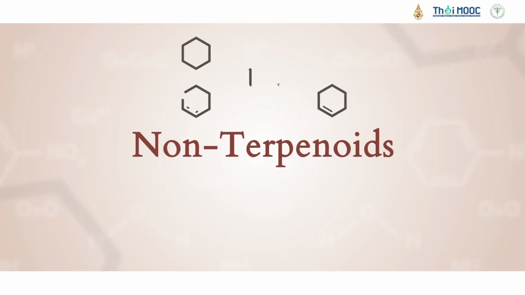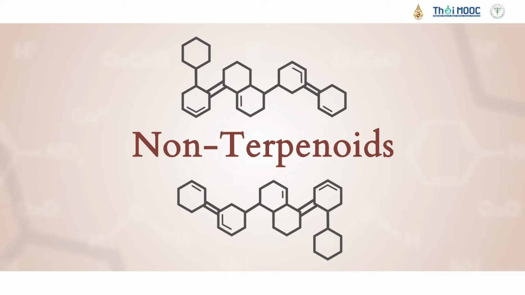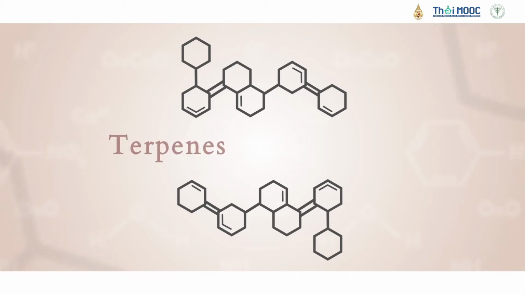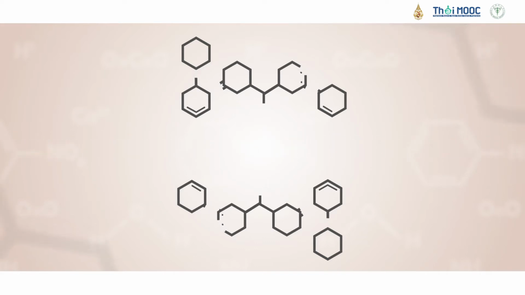So the first group is the non-terpenoids. The name may sound a bit complicated, but the reason is that terpenes are a major group of aroma compounds. Other than that, are called non-terpenoids. These are terpenes with additional atoms. So the only group of compounds that are considered as the non-terpenoids is the terpenes itself.